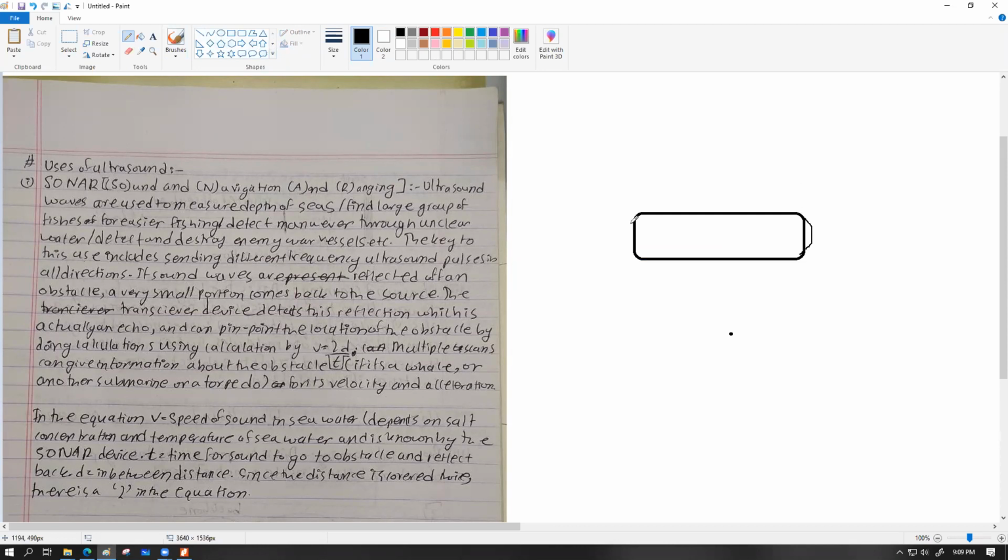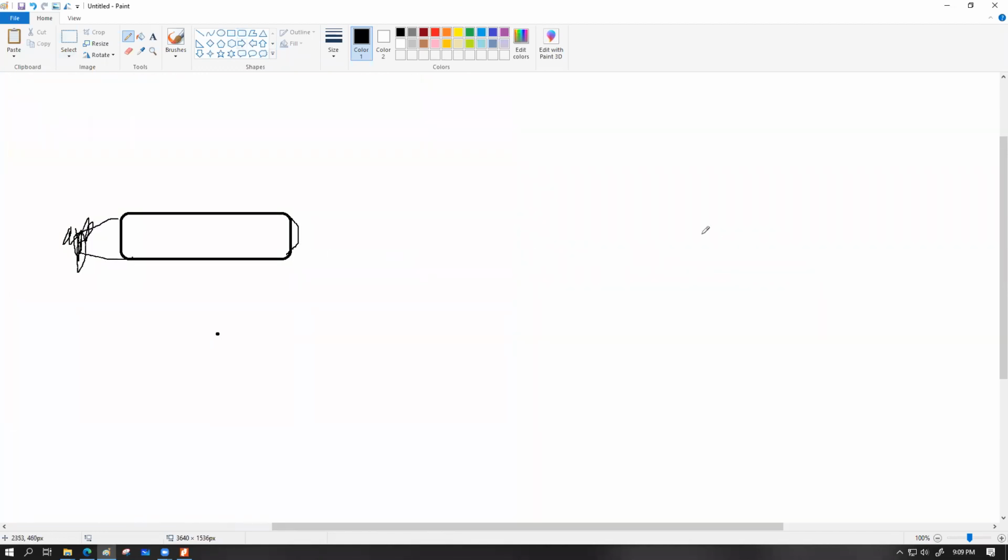This is the head, this is the tail, and here is the propeller. Okay, and in front of your submarine, let's say some part over here, we have a megalodon.